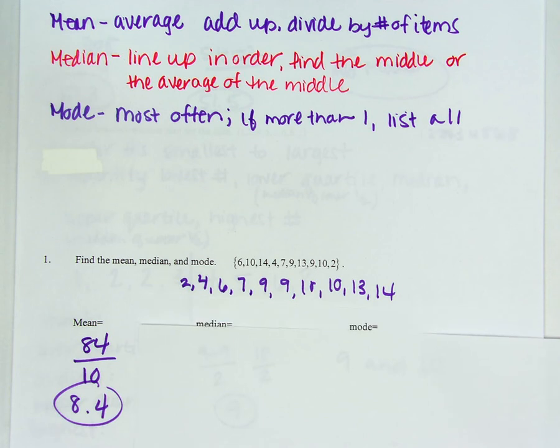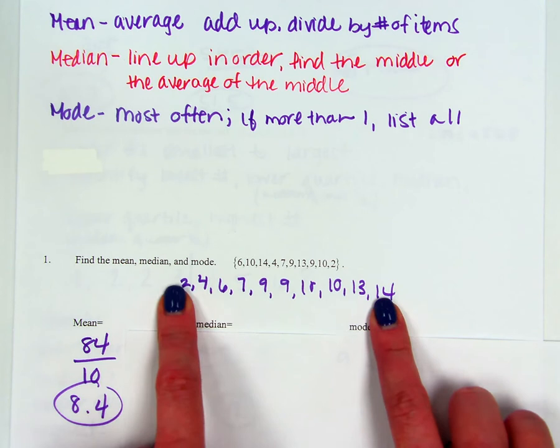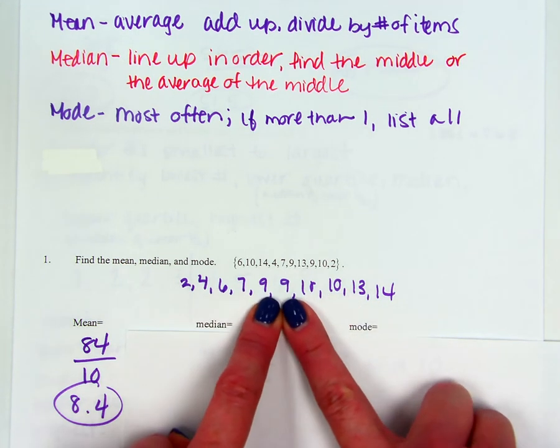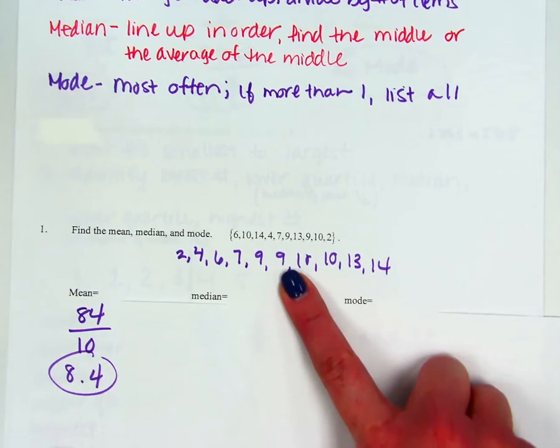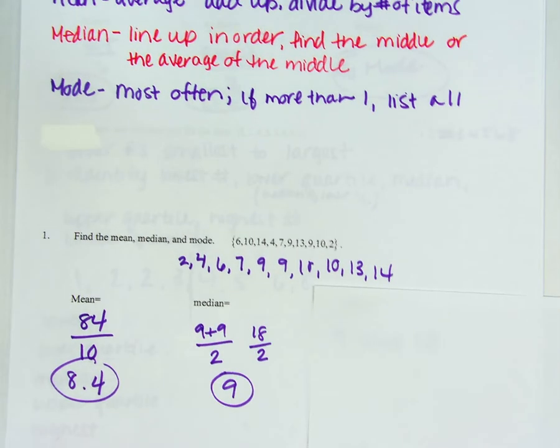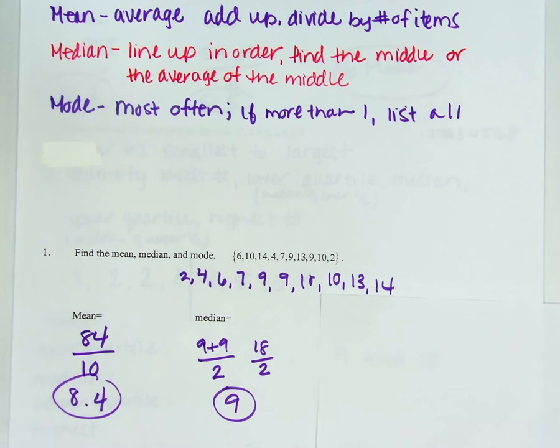So for our next one, we're going to do median. Same thing again. Remember the notes that you guys just took up top. You're going to line them up in order and find the middle or the average of the middle. So you're going to count in together from the sides. And we have two numbers that are a middle, so we're going to add 9 plus 9 and divide by 2. So we'll end up with 18 divided by 2. So our median is 9.